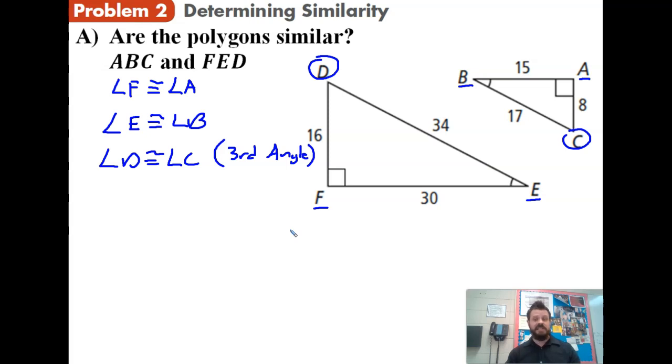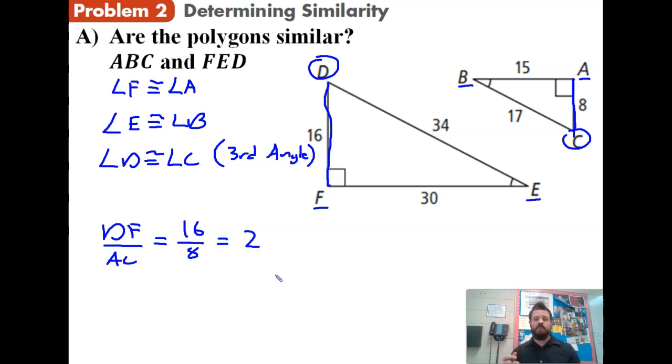What I need to check next is to see if the sides are proportional to each other. So here's how we can do that. We can look at the sets of corresponding sides. It looks like DF will correspond with AC. They're both the shorter sides. So we'll look at DF over AC, which is equal to 16 over 8, which reduces down to 2.